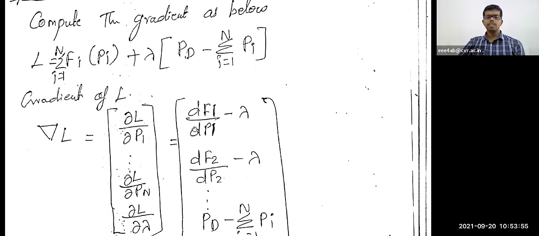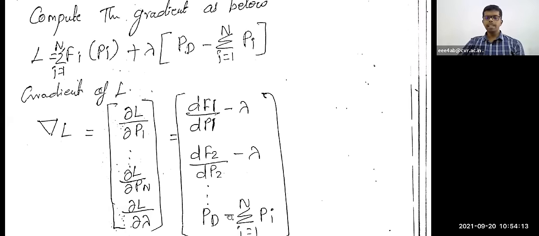And here, if you see, what is the answer for dou L divided by dou P1? Directly, we are taking the answer: df1 divided by dp1 minus lambda. And for dou L divided by dou P2, df2 divided by dp2 minus lambda, and so on, up to PD minus summation i equal to 1 to n of PA. Okay, so in one matrix we are calculating all these values.